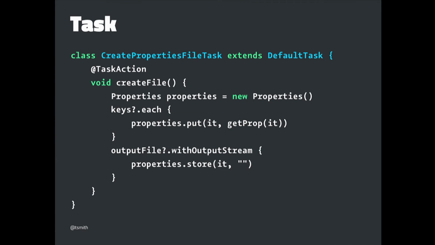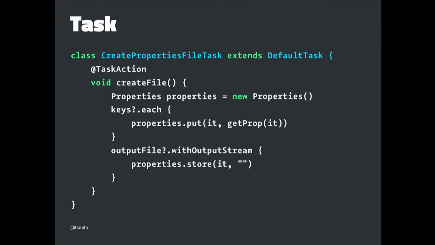So a very simple way to create a custom task is by extending the default task class. A function annotated with @taskAction will be called when the task is executed. The createFile function here contains the logic that we wrote to write the values into a custom property file, with some generalization here to allow for reusability.